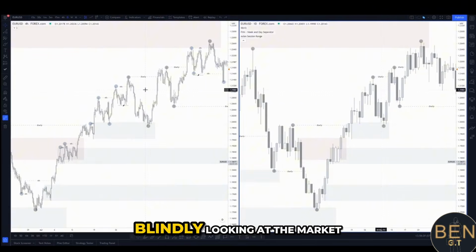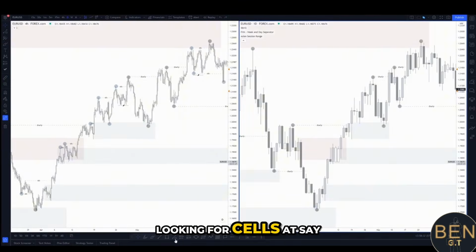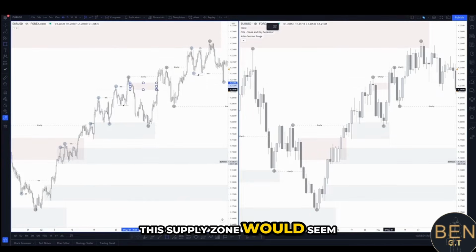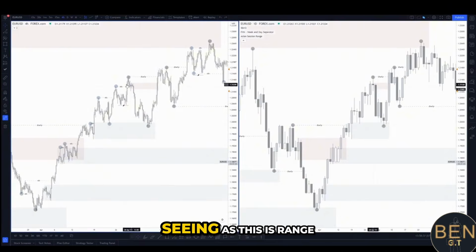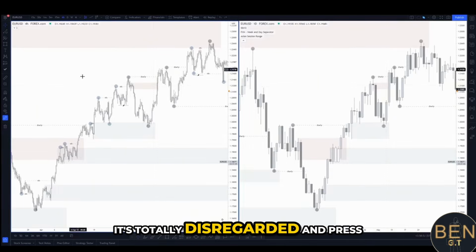Because if we are just blindly looking at the market, not factoring in the daily chart, looking for sells at, say, this supply zone would seem incredibly valid, seeing as this is range created supply. We have a large drop to the downside. We're breaking structure or liquidity in this case and continuing on. We would expect that to hold and sell off. But as we can see, supply is totally ripped through. It's totally disregarded and price continues on.